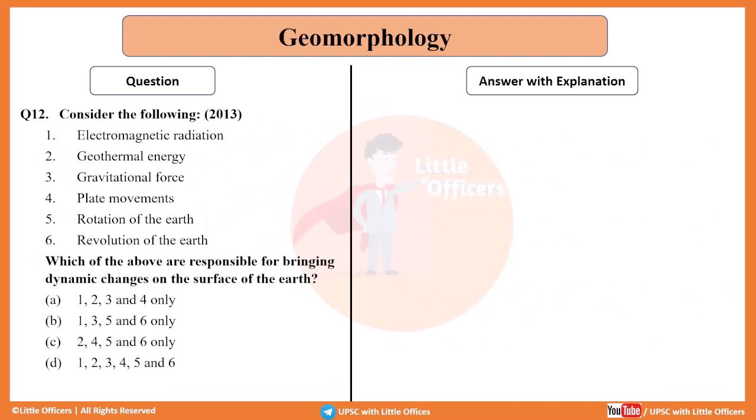Then consider the following: electromagnetic radiation, geothermal energy, gravitational force, plate movements, rotation of the earth, revolution of the earth. So which of the above are responsible for dynamic changes? I'm not looking particularly at the option to eliminate it because that elimination kind of thing is gone from 2023. So let us try to reason and come to the conclusion how many of them are right. First, let us look at those which are very much sure to us.